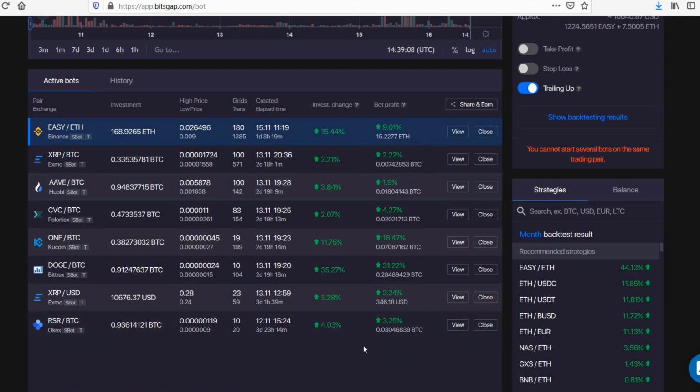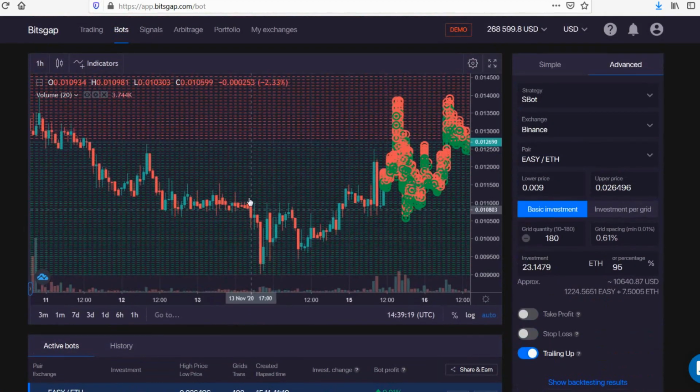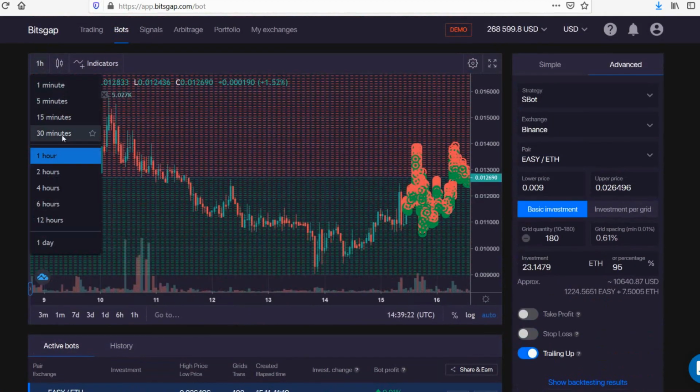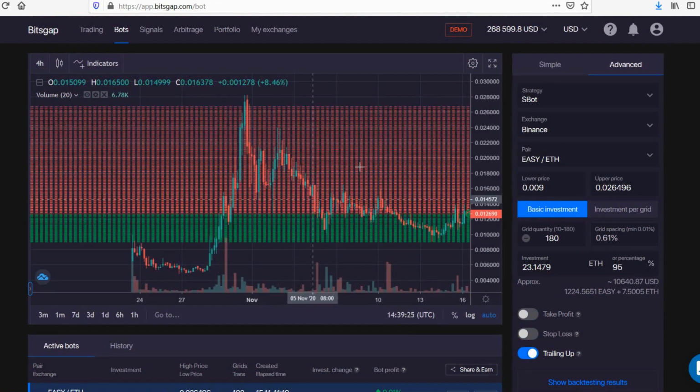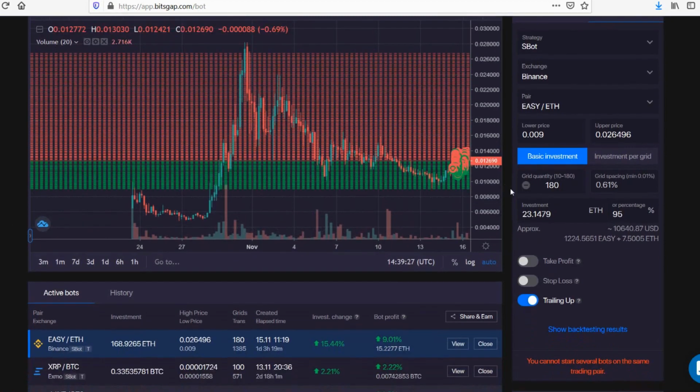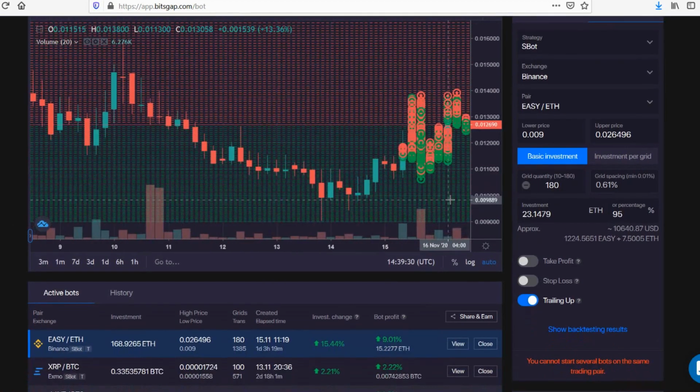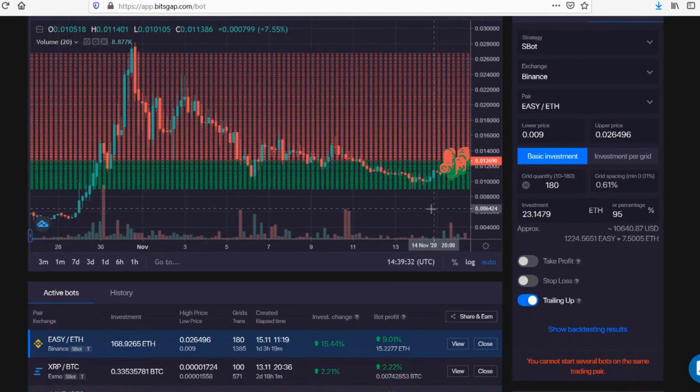If you are using $1,000 or less, you'll want to choose a pairing which has a smaller range, which is why I chose Harmony 1 to BTC. What we're looking at here is the bot and what it's actually doing, so we'll look at it on a larger time frame. This bot is working with EZ to ETH. This was the trading range I wanted it to stay within.